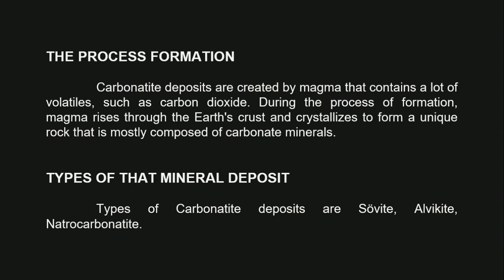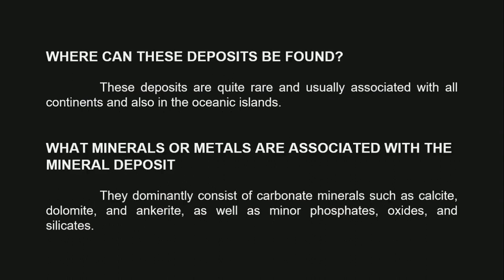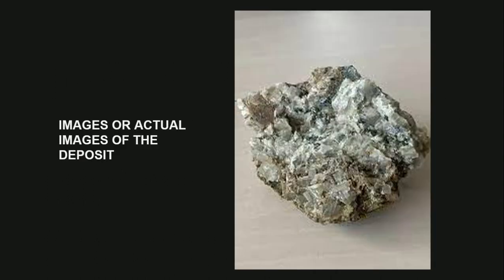So types of carbonatite deposit are sovite, alvikite, natrocarbonatite. So, this deposit is quite rare and usually associated with all continents and also in the oceanic islands. So, they dominantly consist of carbonate minerals such as calcite, dolomite, and ankerite, as well as minor phosphates, oxides, and silicates. So, these are the image of these deposits.